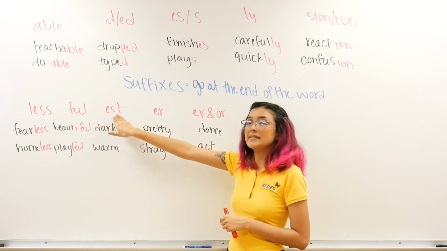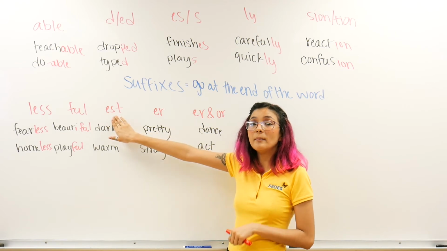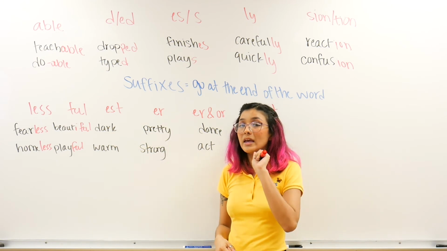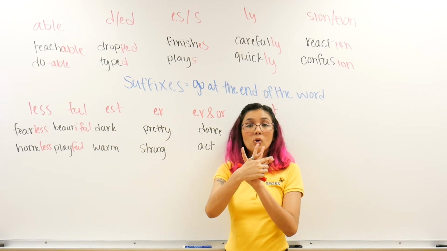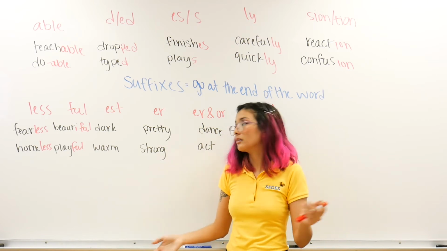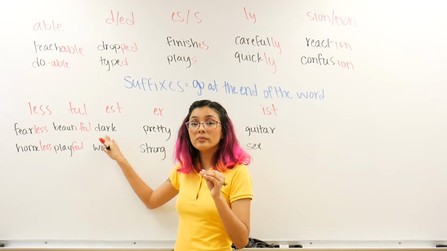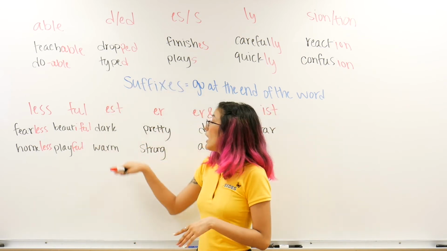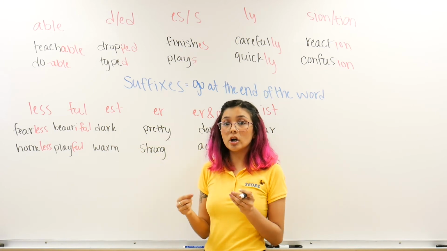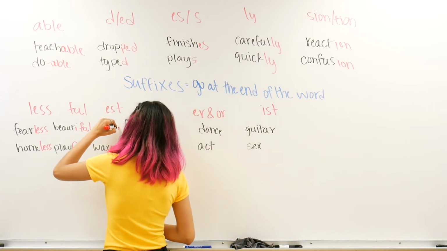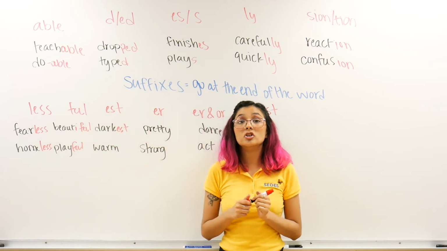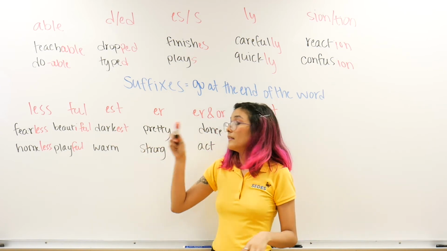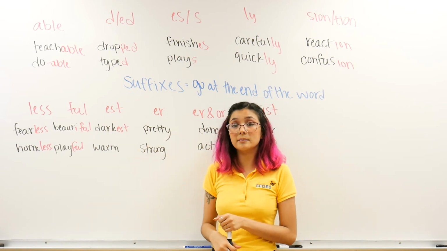Then we have EST. EST is going to be for my superlatives. Remember superlatives? When I am comparing more than two things. So not just two things, more, 3, 4, 5, etc. Right? So if there's a room that's really dark, and I'm comparing it to all the rooms in the world, I don't say this is the dark room, I say this is the darkest room. So out of all the rooms in this world, out of all the rooms in the building, this building is the darkest building.